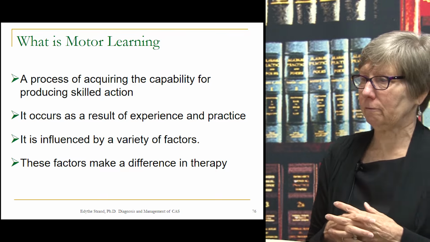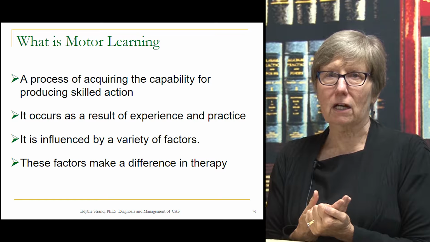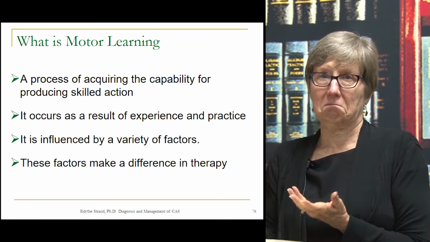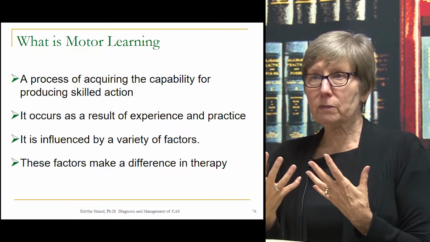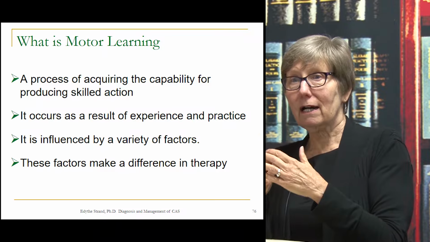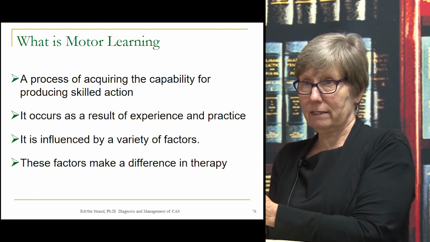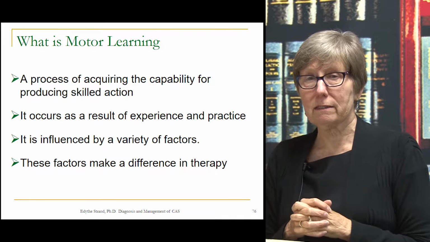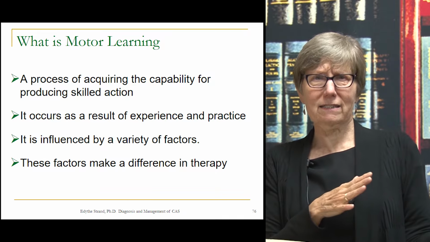So what is motor learning? Well, it's really just a process for acquiring the capability for producing skilled and volitional action. So what does that mean? Well, it happens by providing a lot of support so that the child gets a lot of practice, because motor learning occurs as a result of experience and practice. Now think about it. If we're working to improve the accuracy of movement and we let them practice the wrong movement over and over, we're kind of working against ourselves.